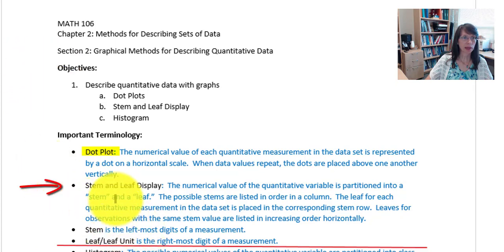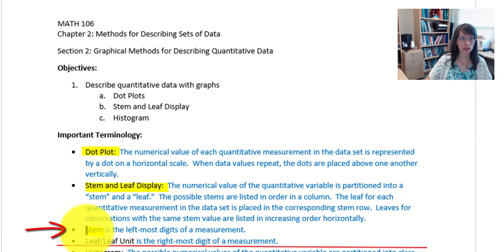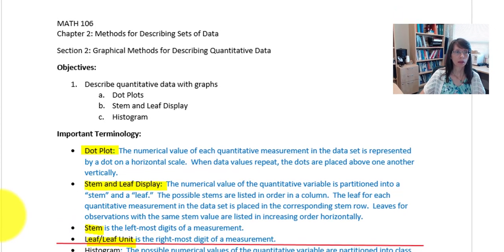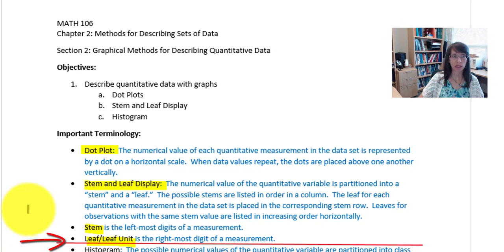With the stem and leaf display, the numerical value of the quantitative variable is partitioned into a stem and a leaf. The possible stems are listed in order in a column. The leaf for each quantitative measurement in the dataset is placed in the corresponding stem row. Leaves for observations with the same stem value are listed in increasing order horizontally. The stem is the leftmost digit of a measurement. The leaf, or leaf unit, is the rightmost digit of the measurement.